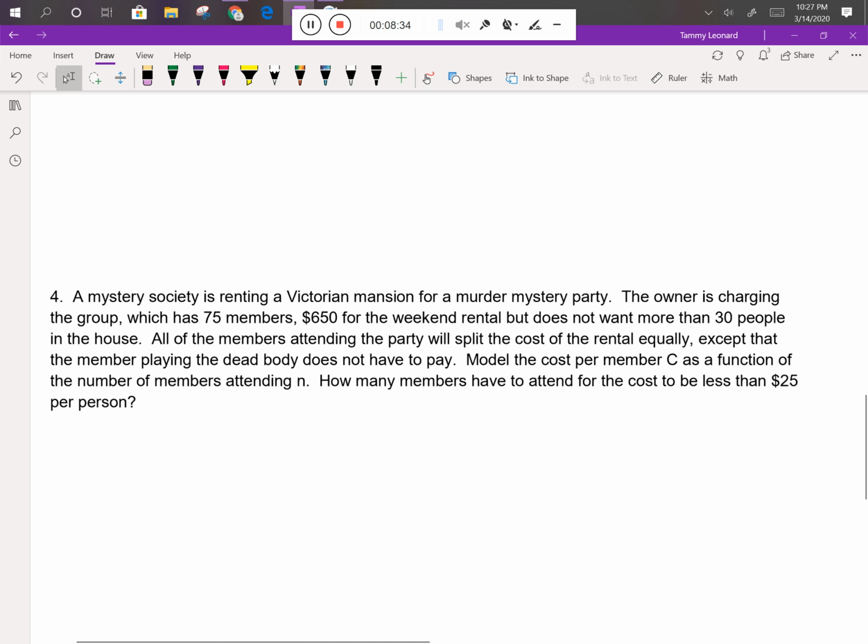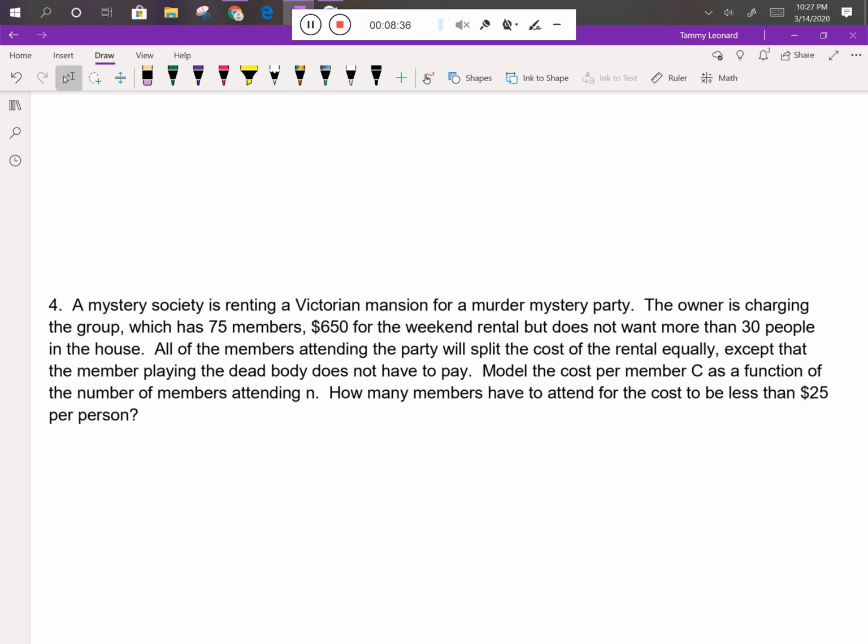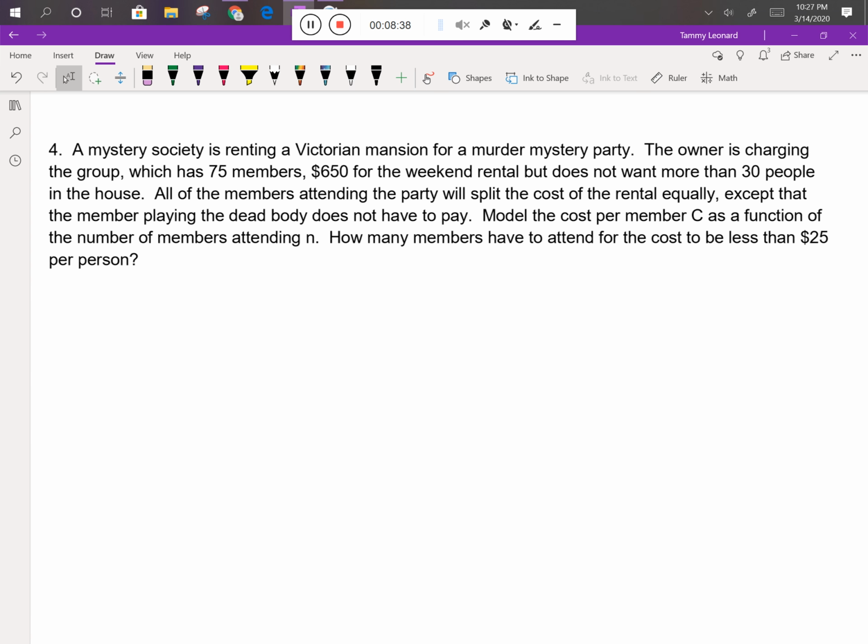This one's a word problem. A mystery society is renting a Victorian mansion for a murder mystery party. The owner is charging the group, which has 75 members, $650 for the weekend rental, but does not want more than 30 people in the house. All of the members attending the party will split the cost of the rental equally, except that the member playing the dead body does not have to pay.